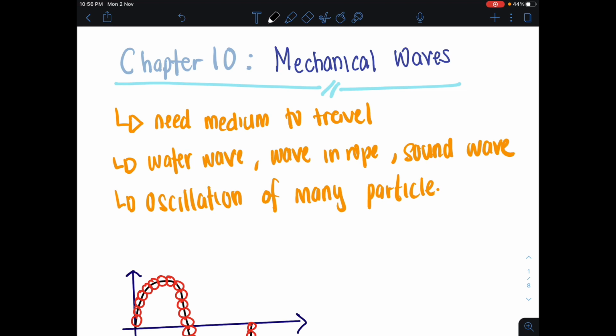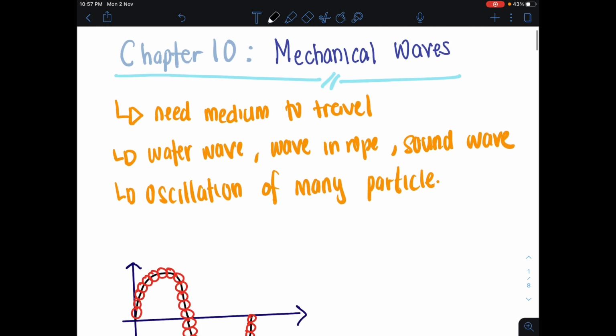Examples of mechanical wave dekat sini adalah water wave, wave in rope, sound wave. So berdasarkan apa yang Miss bagi contoh dekat sini, you could assume the medium here dekat sini untuk water wave to travel, medium dia adalah water. Untuk wave in a rope to travel, the medium here is the rope. Dan juga sound wave, the air here is the medium. Maksudnya kena ada medium untuk wave ini, gelombang ini untuk travel from one point to another point.